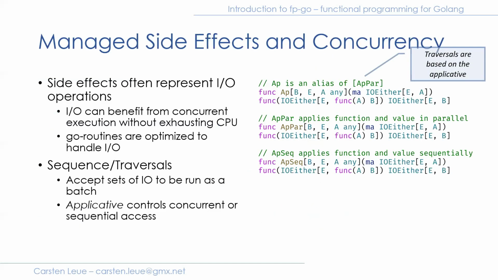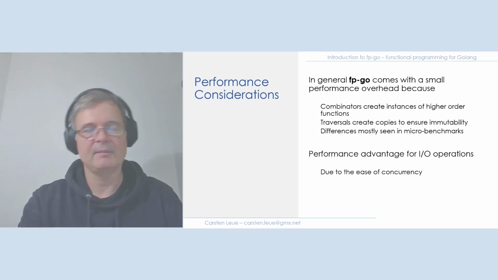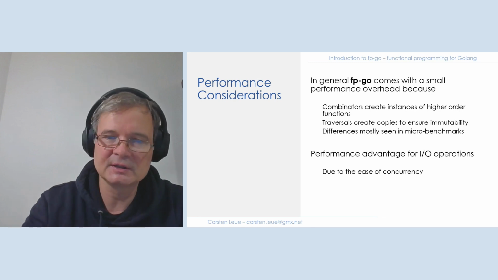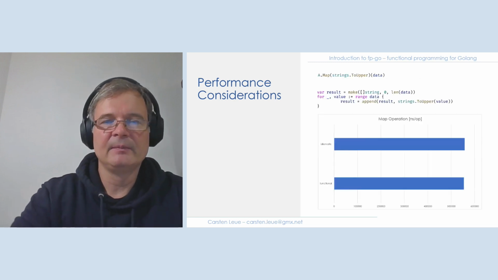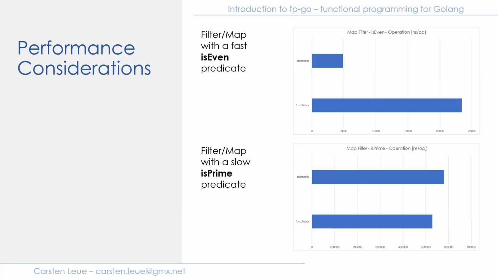Right, I skipped this in the interest of time. So for this, a final word on performance considerations. The primitive operations such as map on arrays have a very similar performance characteristic compared to native implementation in Go. So this shows a performance benchmark for a map operation on an array compared to the idiomatic operation. It's basically identical from a performance standpoint.